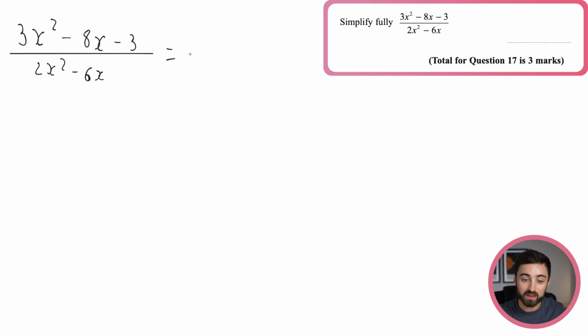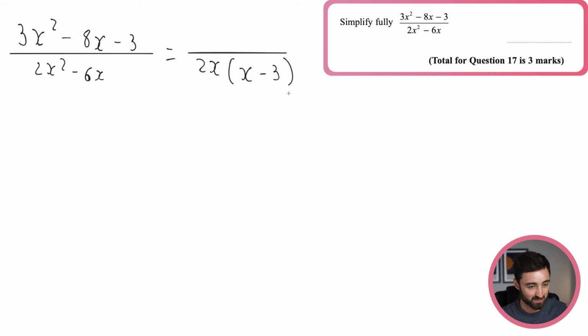The bottom looks a bit easier to factorize, and that's because we can just take out a common factor without having to deal with multiple brackets. What's the highest common factor here? In terms of numbers, it's 2. And in terms of algebra, it's x. So I can take a 2x out of here. And then I say, what would I need to multiply 2x by to get 2x squared? Just an x. What do I need to multiply 2x by to get 6x? Just a 3. So that's the bottom factorised.